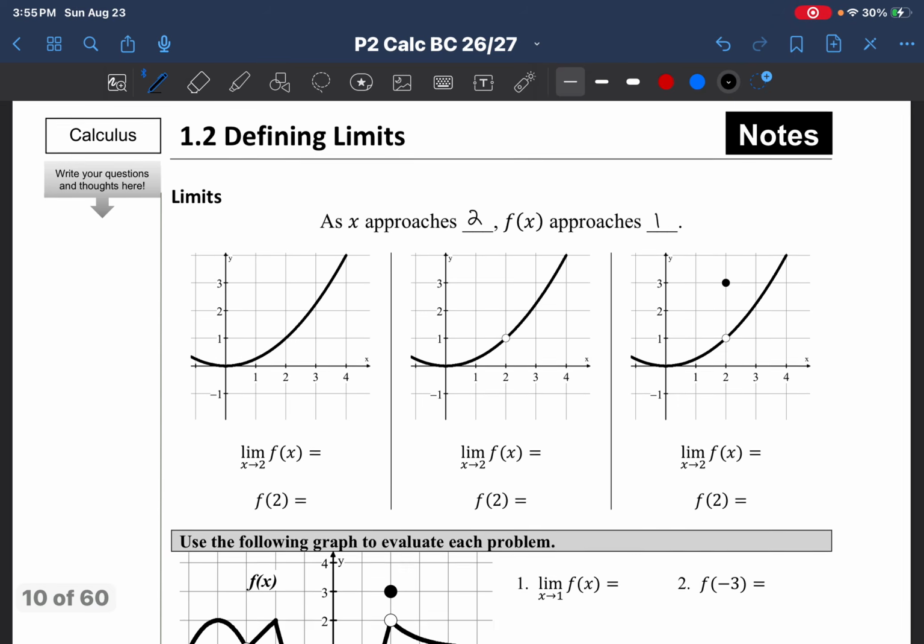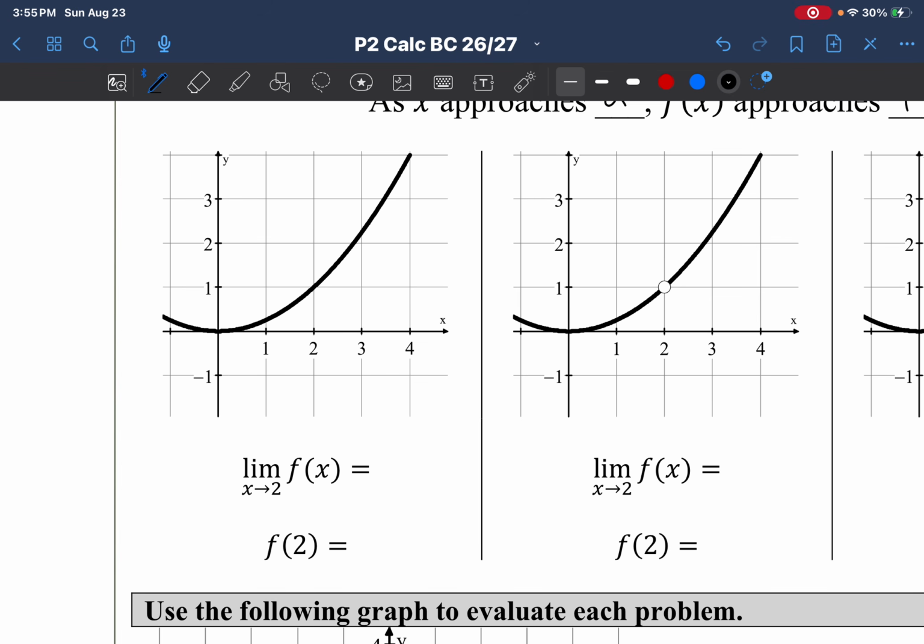Okay? So we have the first example. And again, we're looking at the limit as x approaches 2 of f of x. And when we're trying to find that value, first I like to look at 2. So 2's right here. And then the next thing I like to do is look at it from both sides, from the left side and from the right side. So notice that both sides approach the same value, and that is 1. So the limit as x approaches 2 of f of x is equal to 1. Now let's find f of 2. Well, f of 2 is just the point at x equals 2, so right here, and that is also 1.